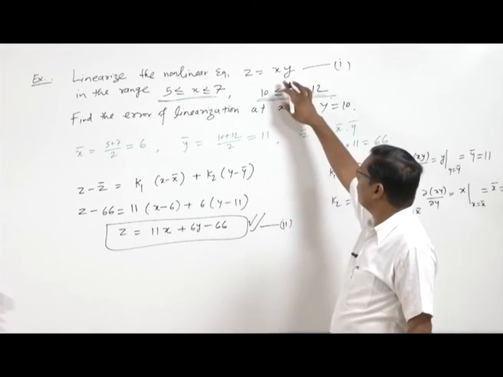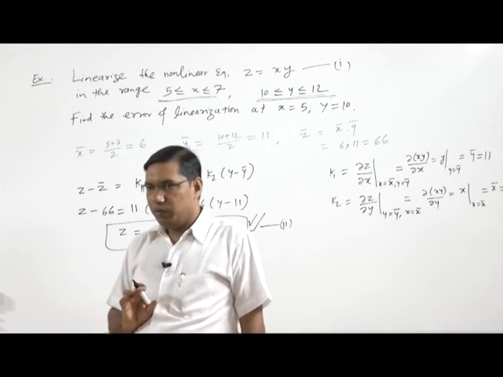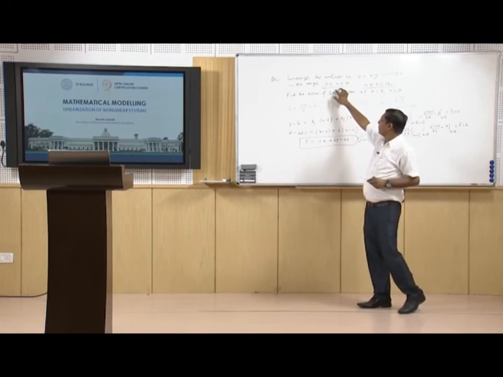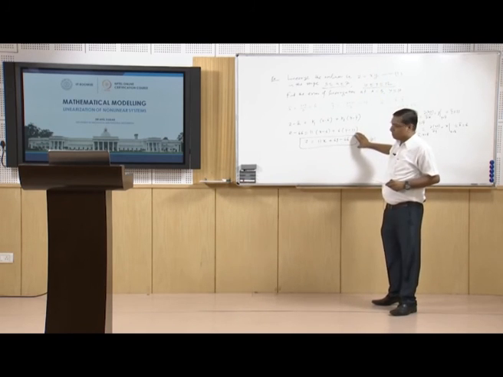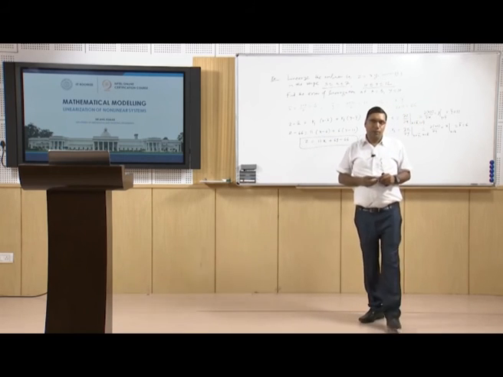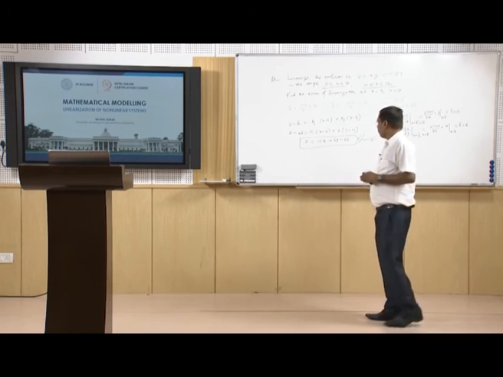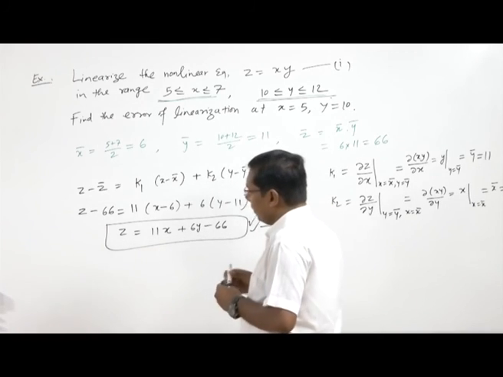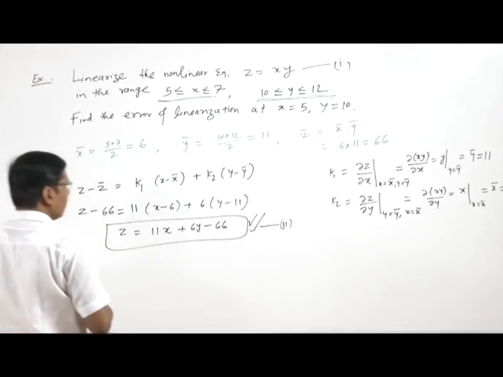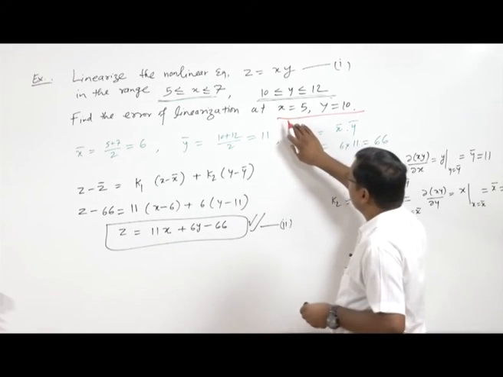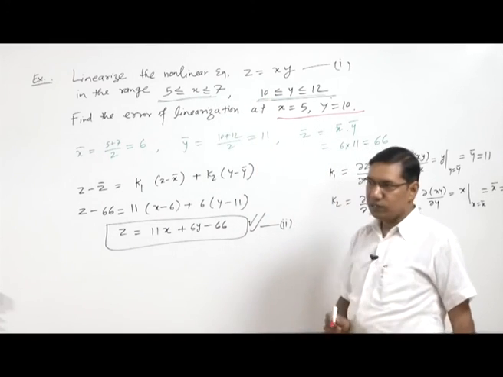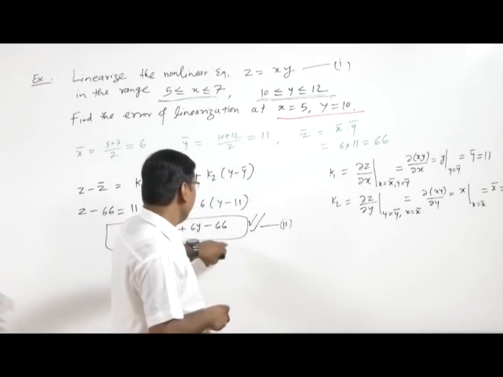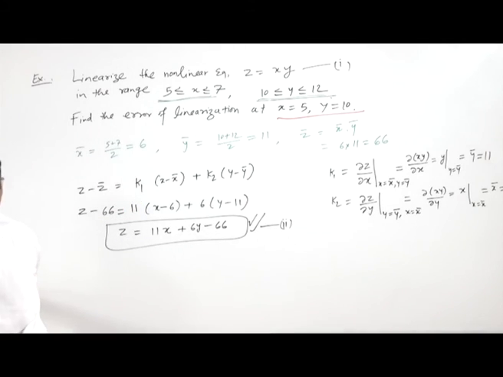Now you can see, if we have this function in our differential equations, and we know that these values are in this operating range, we can replace it with this equation, easily take the Laplace transform and obtain the transfer function, because now it is linear. Now the second question is to find the error of linearization at x equal to 5 and y equal to 10. At the lowest range of x and y, we have to find how much error we get when we linearize.